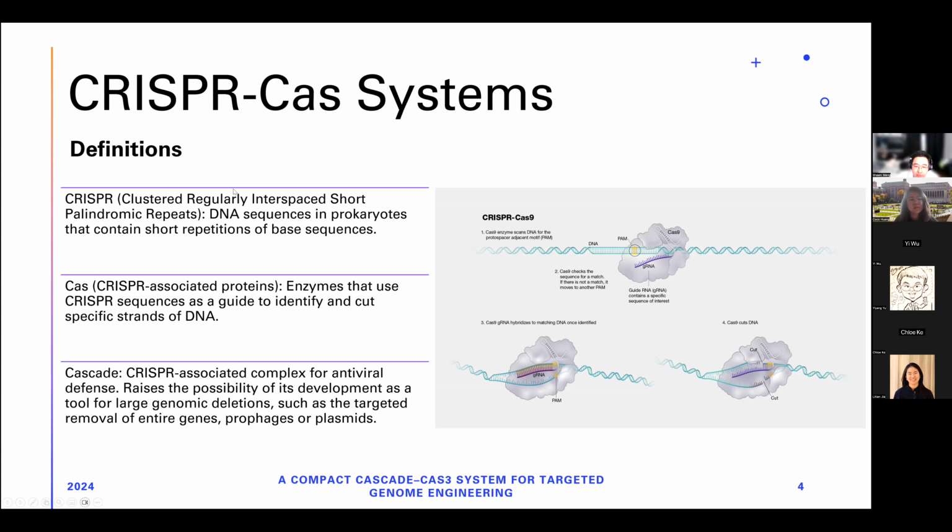Cas are CRISPR-associated proteins. They are enzymes that use CRISPR sequences as a guide to identify and cut specific strands of DNA. Self-explanatory. And Cascade is the whole complex. That's what we see for Cas3 because it recruits more than one protein. It's a whole set of proteins that come together to form this really complex antiviral defense line. And this is also what we're leveraging in the case of Cas3 in our genome engineering.